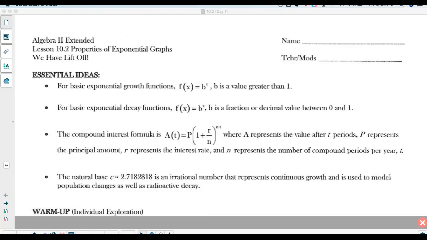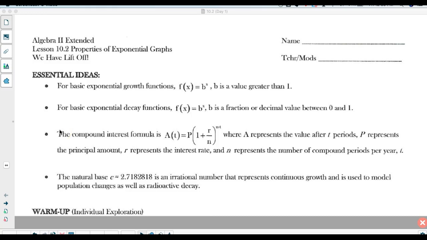This lesson is not very conducive to my whiteboard, so I'm going to try to do something a little different here. We're at lesson obviously 10.2, day one. We're going to split this into 3 days. The main thing we're going to be talking about today is up here at the top, basic exponential growth functions and basic exponential decay functions, both in the form of f of x equals b raised to the x, and b values greater than 1 for a growth, b values between 0 and 1 for a decay.